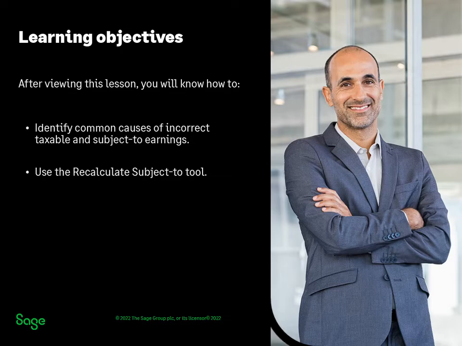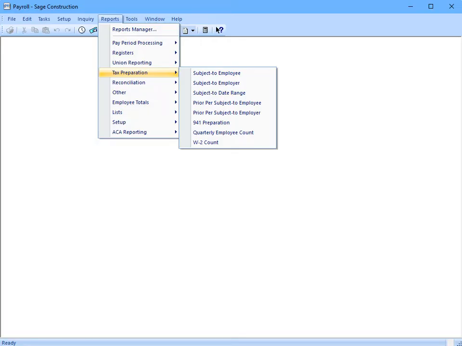numbers. Sage provides many reports to help you reconcile your payroll totals to prepare for filing taxes. Year-to-date and prior year employer and employee subject-to reports are already on your menu by default. But did you know that there's also an employer and employee subject-to report that uses date ranges, and it comes with your software?